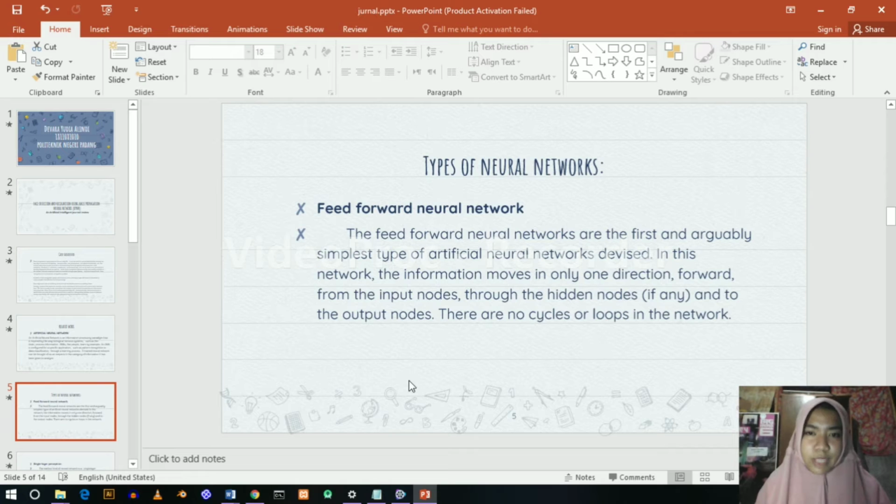Types of neural networks. First, feed-forward neural networks. The feed-forward neural networks are the first and arguably simplest type of artificial neural network device. In this network, the information moves in only one direction, forward, from the input nodes through the hidden nodes and to the output nodes. There are no cycles or loops in the network.